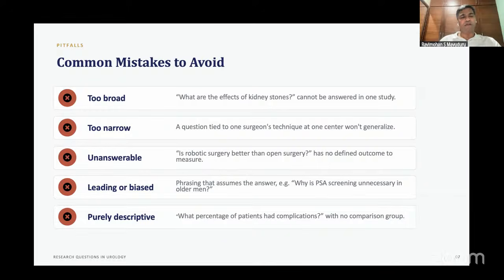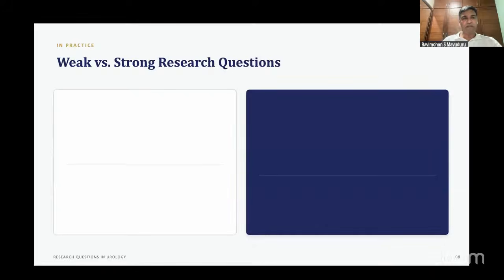And sometimes your research question will be purely descriptive. What percent of patients had complications? It has no meaning, because that's the statistical part. You want to see what the complications of X procedure are. Are they different over X period of time?